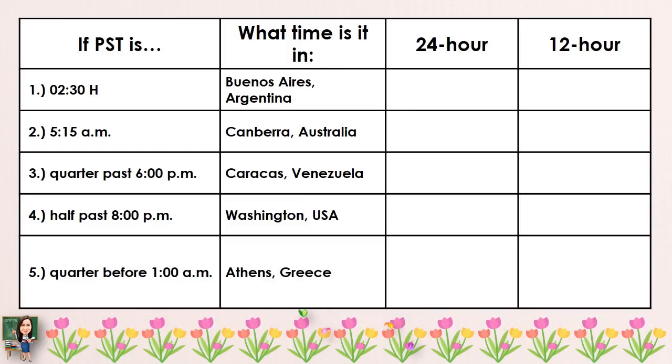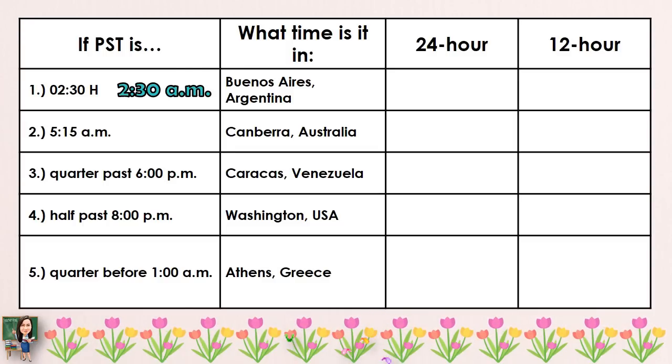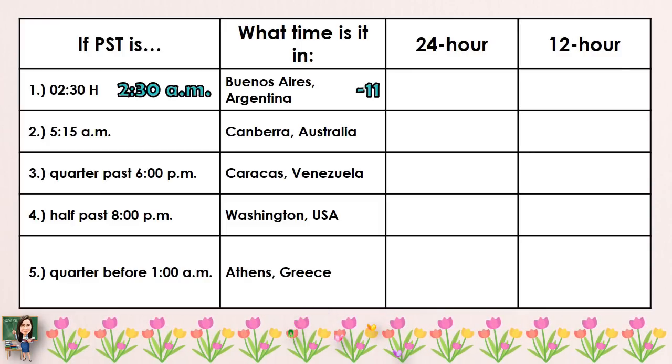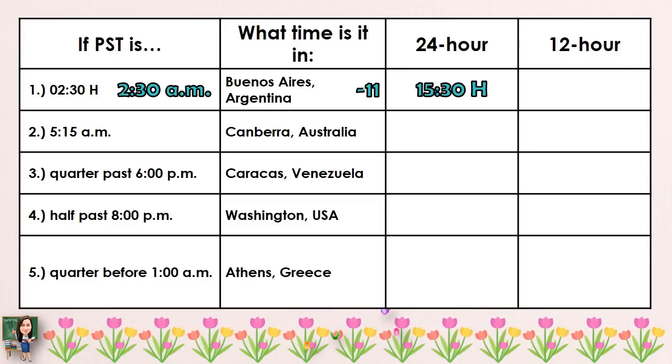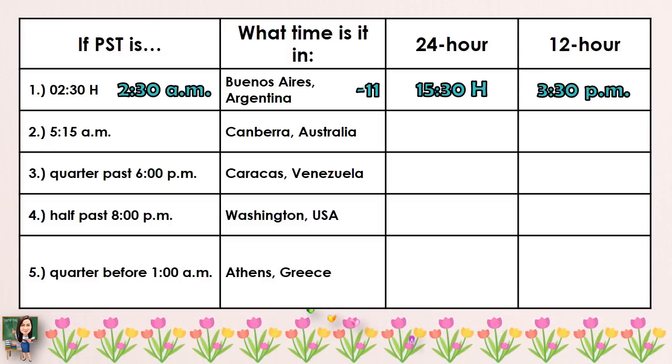2:30 hours means 2:30 a.m. In Buenos Aires, it is negative 11, or behind by 11 hours. In 24-hour, it is 1530 hours. In 12-hour, it is 3:30 p.m.